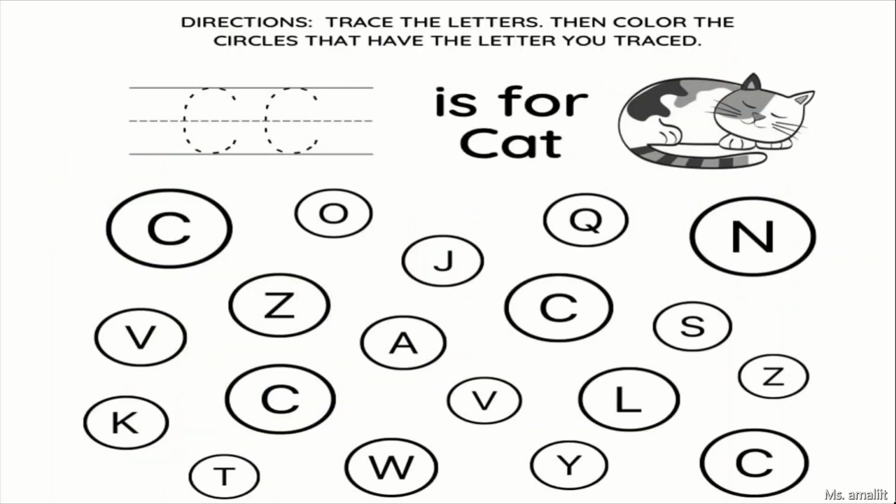And now, kids, are you ready? Trace the letters. Then color the circles that have the letter you traced. C is for cat. After that, you need to color the letter C, just like this.